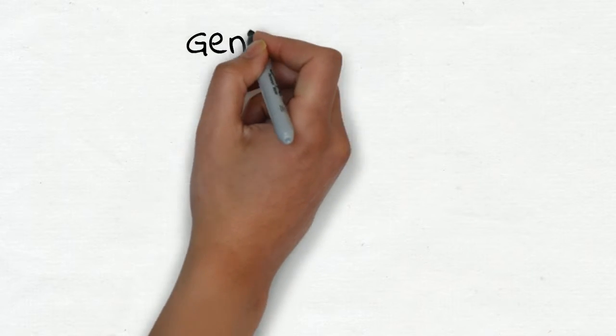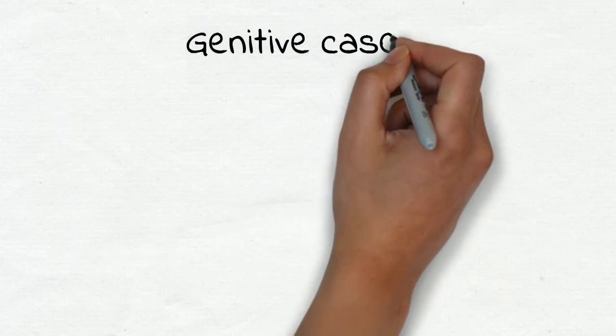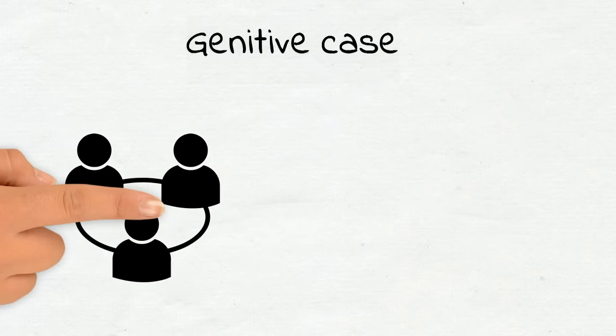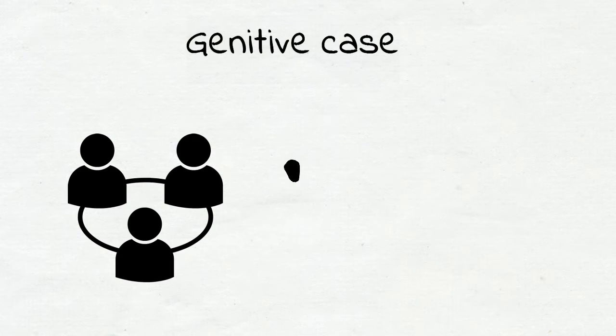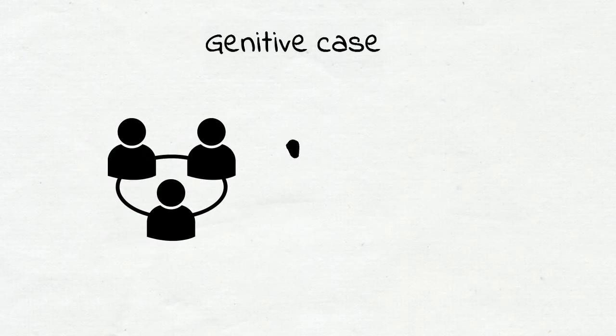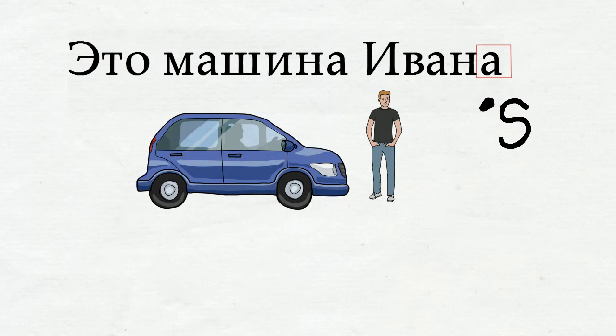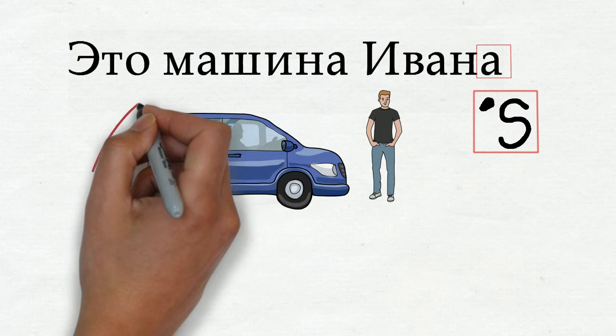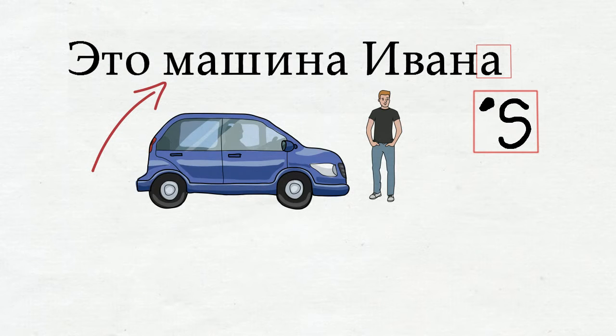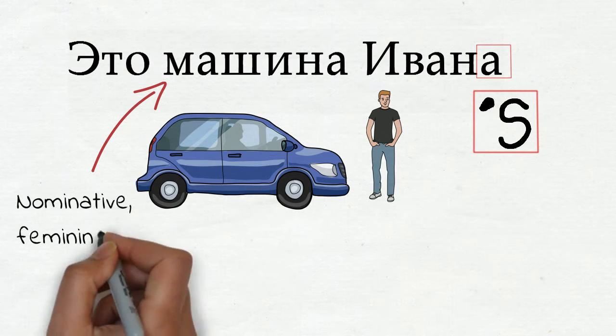The genitive case indicates possession or relation. Putting a noun into the genitive case is the same as using apostrophe s or the preposition of in English. For example, in the sentence «Это машина Ивана», Ivan takes genitive case because the noun that possesses takes the genitive case and is always placed after the noun possessed.